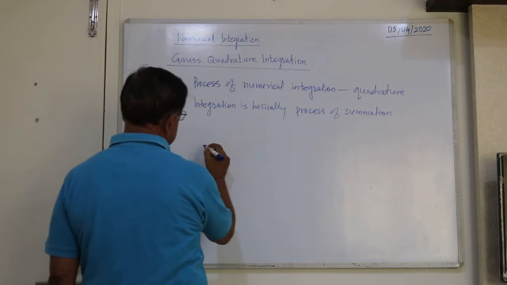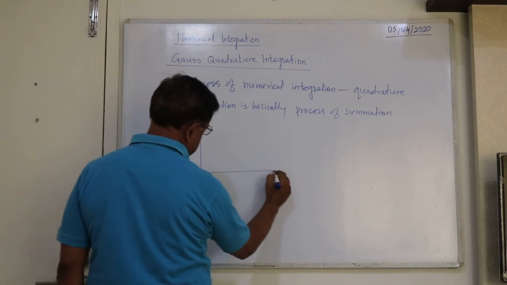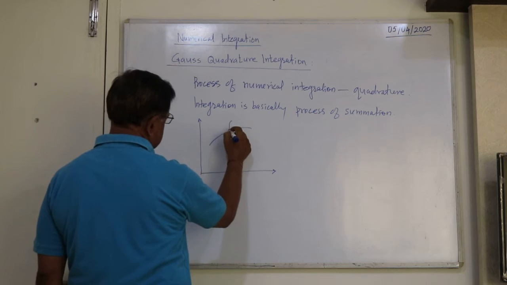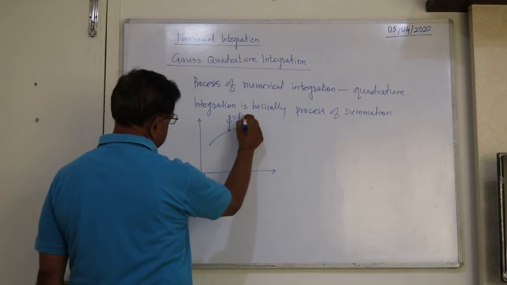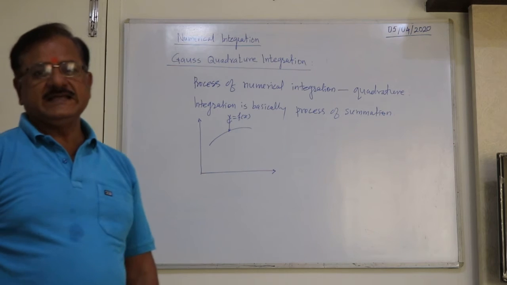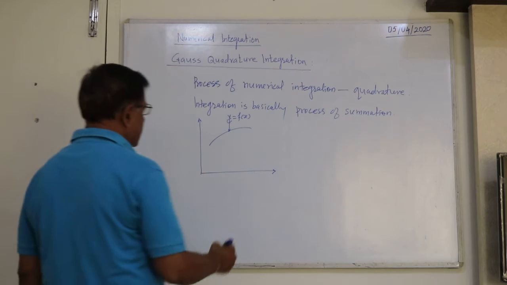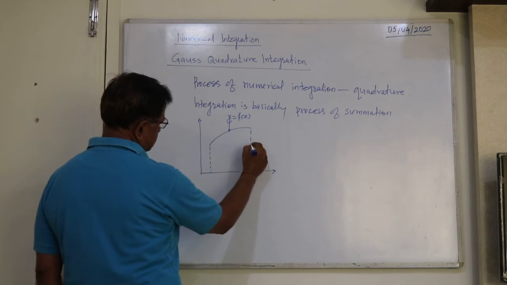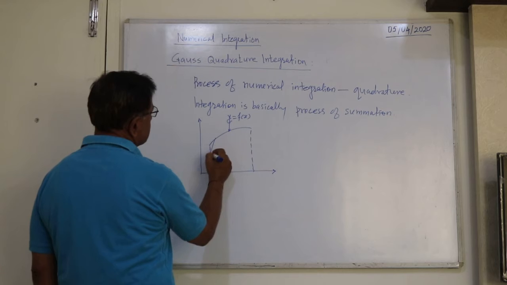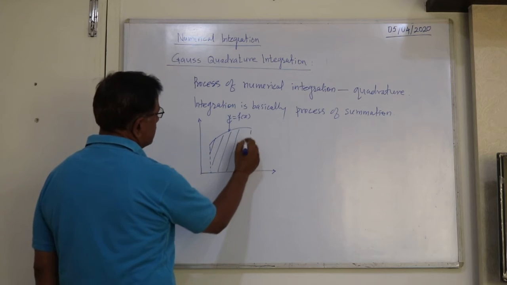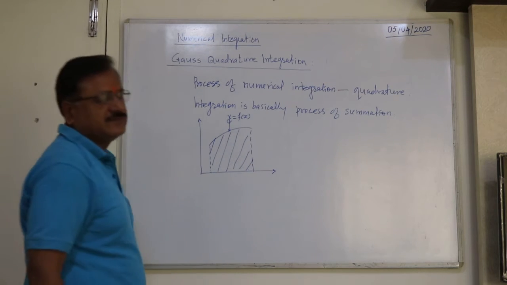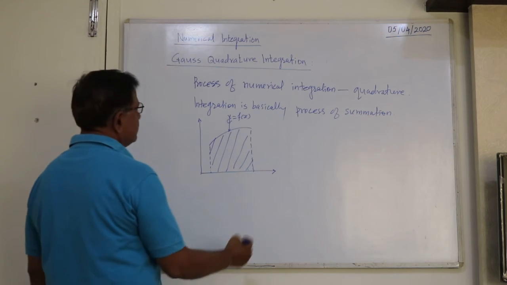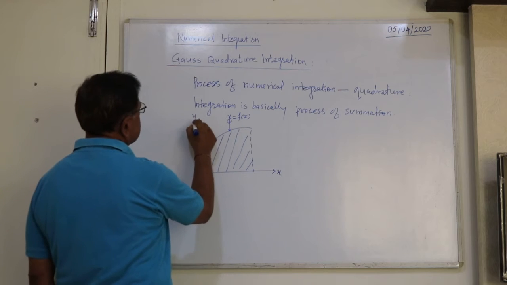Suppose we have a curve y equal to f(x). Now to find the area under this curve, we have to use a numerical integration method, because this is a curve, and in order to find the area under this curve, we can make use of numerical integration. That is, by summation we can find the area under the curve.